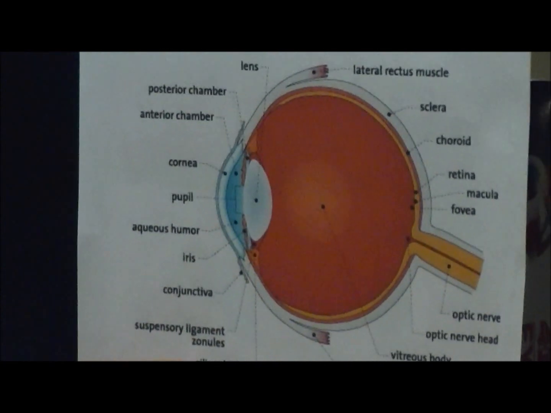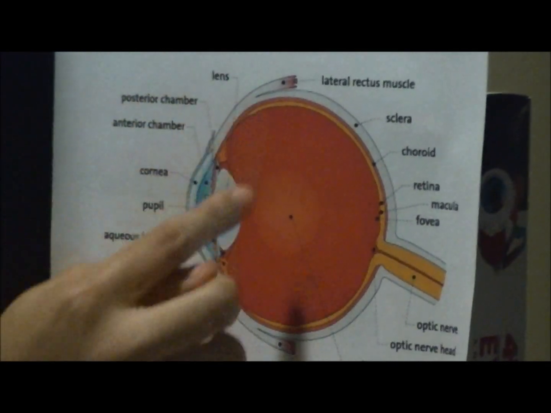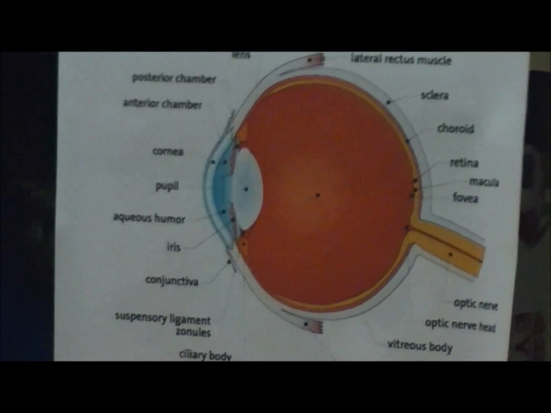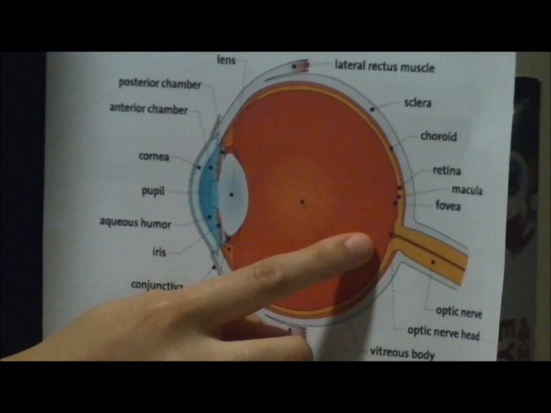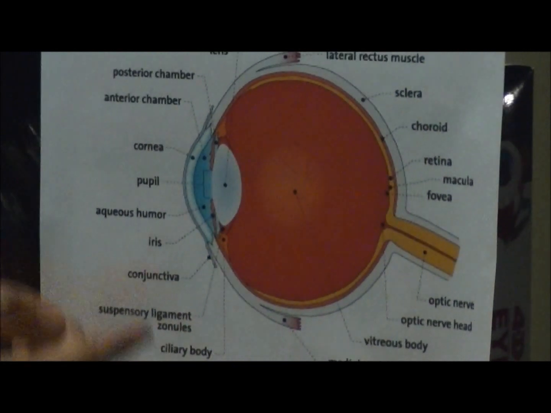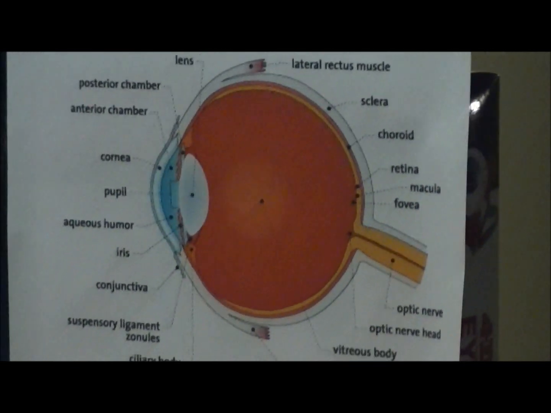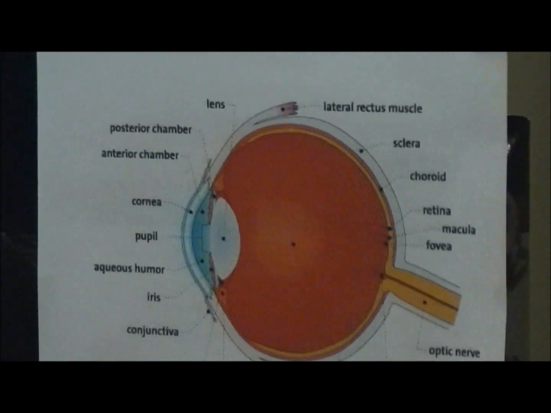Now, an interesting fact is that when the light rays are focused onto the retina, the image is actually upside down. So when the retina sends these electrical signals to the brain, the brain reverses the image, so we're able to see the image the way it should be. Now, we'll go over the parts of the eye, and we'll start with the parts that we can see.